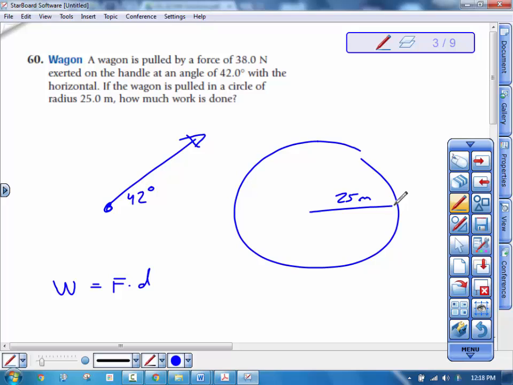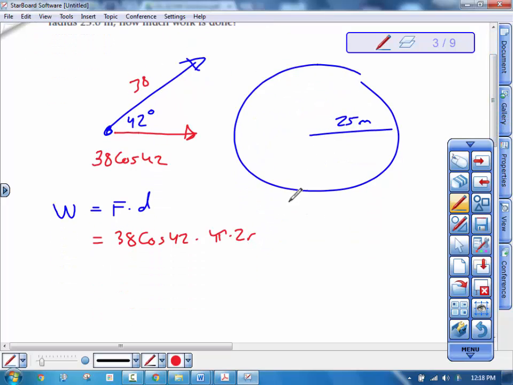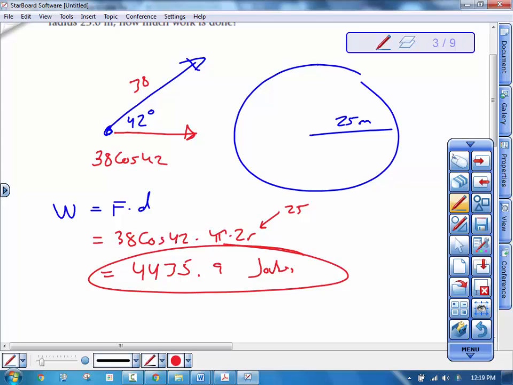We can figure out the distance by figuring out the circumference of the circle, but we do need just the force that pulls in the horizontal. So we just need this force here. In order to find that, this 38 newton force, we're going to have to do 38 cosine of 42. That's the force along the horizontal that's pulling this thing in the circle. So that's what we're going to use for force, 38 cosine of 42, times the distance. Now the distance in this case is the circumference of the circle, which we know is pi times 2r, or 2 pi r. Now the radius in this case is 25. So if you plug that in and solve, you get 4,435.9. And that's work, so our units there are joules.